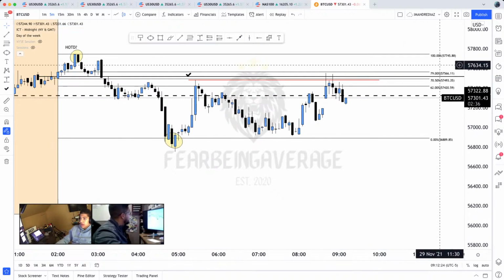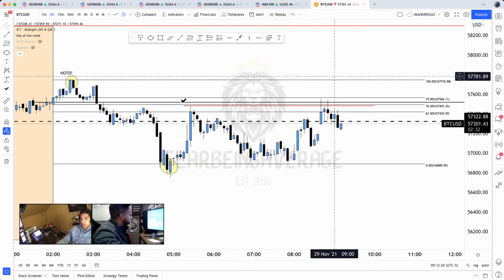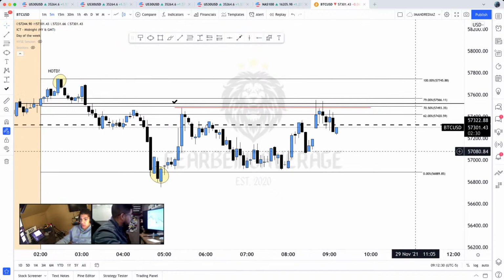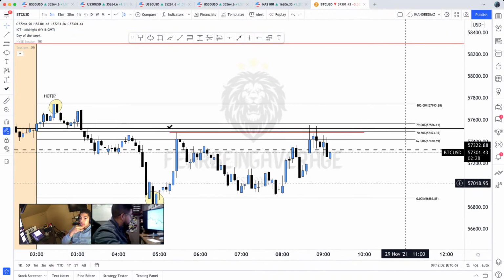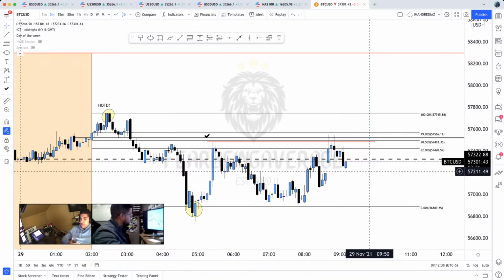Do I want to get in on Bitcoin or wait for US30? I might just go in on both if I can. I might get on Bitcoin first because this is going to be a lower lot size anyway. But I'm going to wait for price to at least trade back up to here, tap back into that order block. By the time that 9:30 candle comes in, should be good.